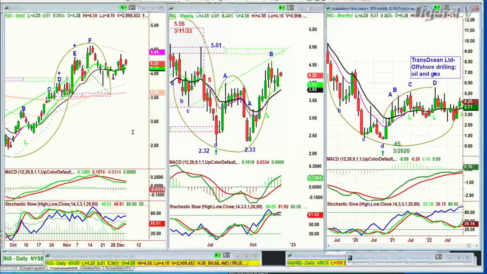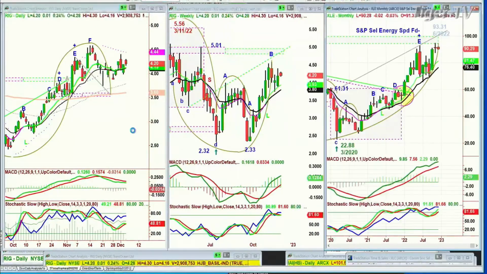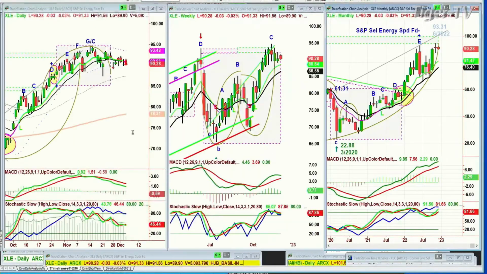And there's been a huge move up. I'm just saying it's the same thing if I go to the XLE, the S&P Select Energy Spider Fund. They all have the same patterns. They've been going sideways. Sideways very often is a kind of a churning action.